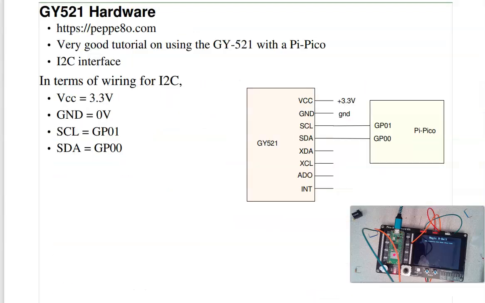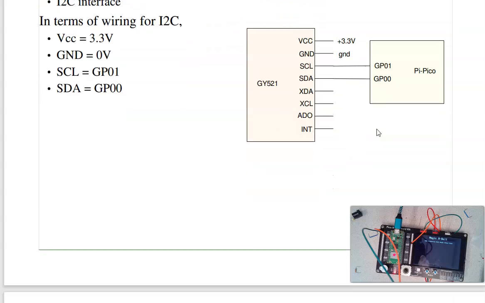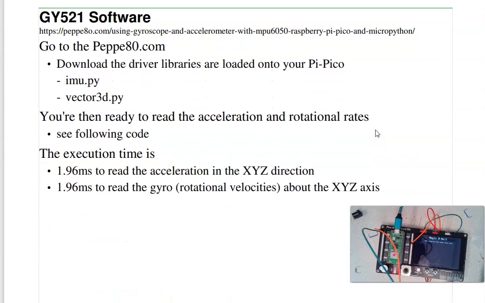So to get the digital accelerometer to work, you need both hardware and software. In terms of hardware, the drivers from Pepe 80 use the I2C interface. It's to connect the GY521 to power, ground, and GP0 and 1 using SPI or I2C communication. In terms of software, you need two routines, imu.py, or Python, and vector3d.py.